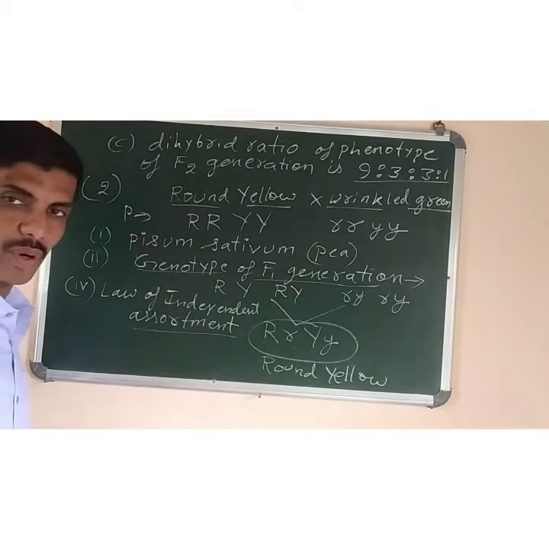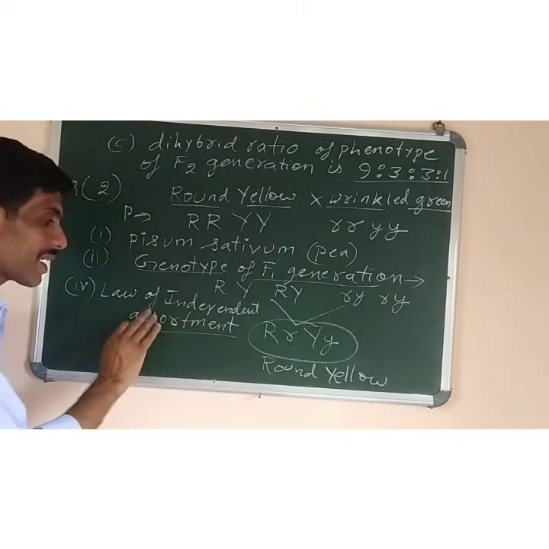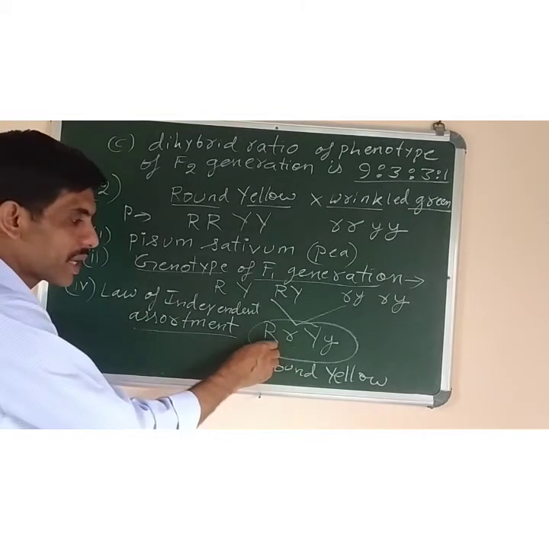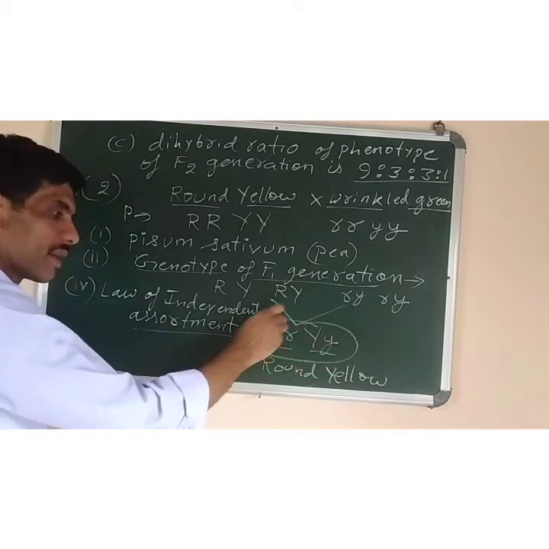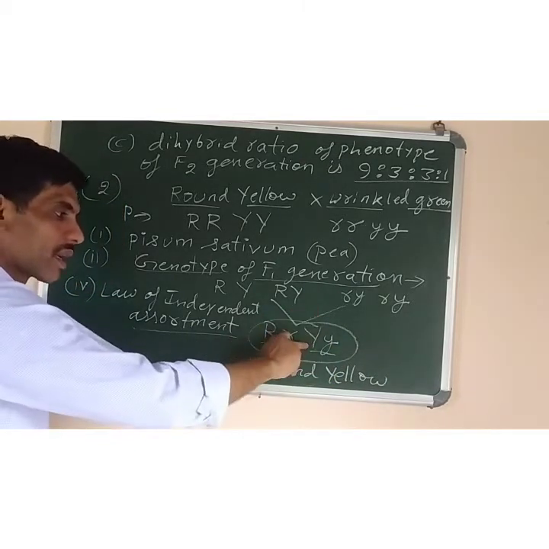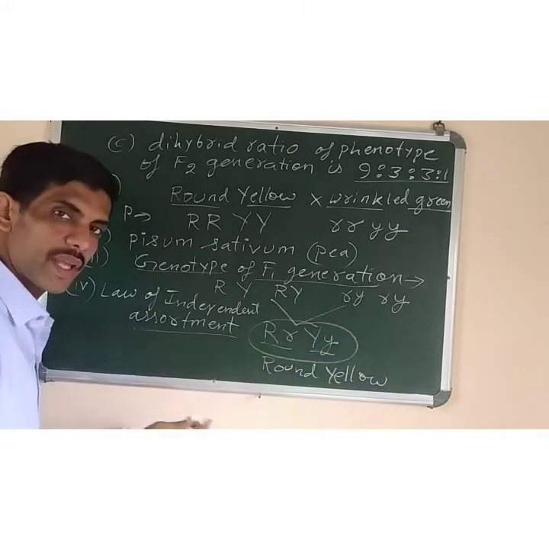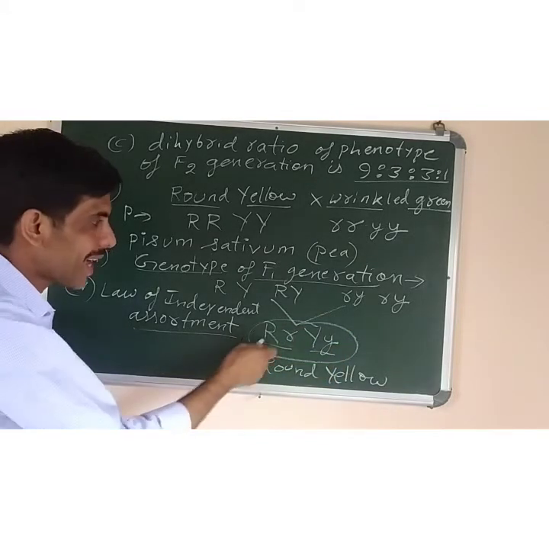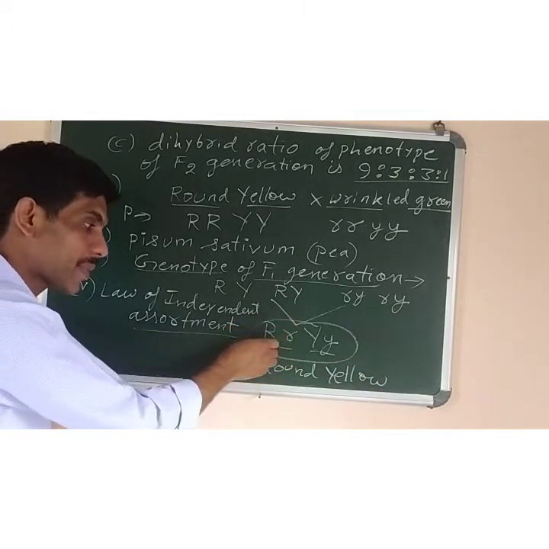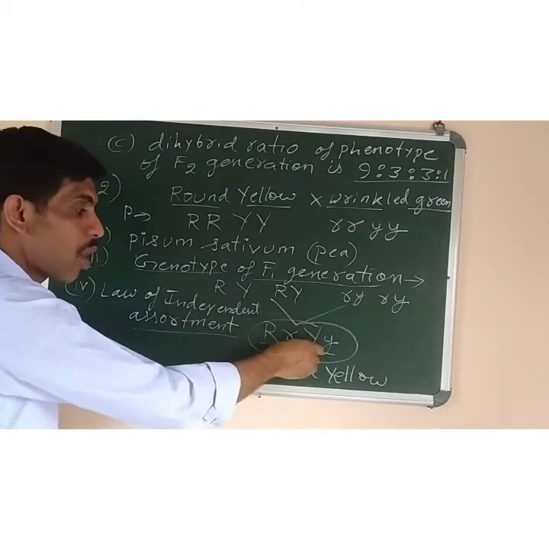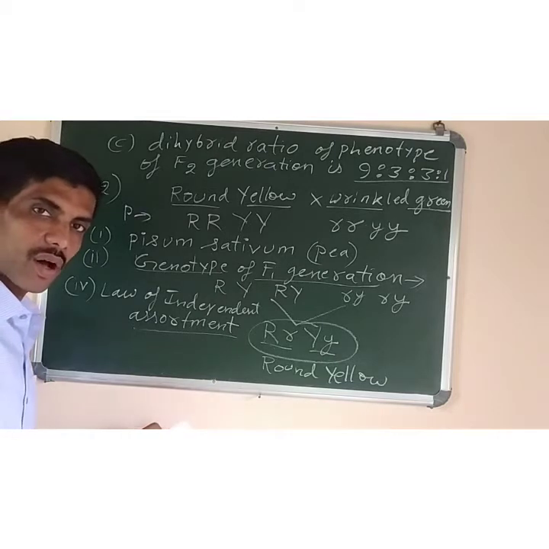It's already mentioned in your book. I'll just read it out so that time will not be wasted. Law of independent assortment means separation. Here you can see two types of capital R, small r, capital Y, small y. Round, wrinkled, genes for yellow and green. All are present together without mixing up. During gamete formation they separate. So the law of independent assortment means it is their choice whether capital R will remain with capital Y or with small y. They are independent. Assortment means separation or classification is done.